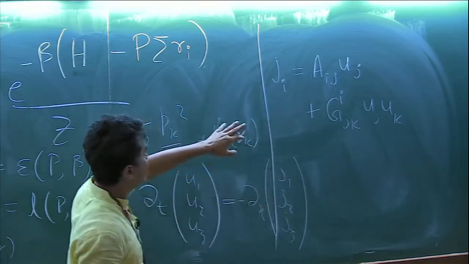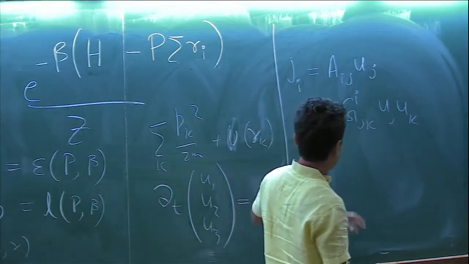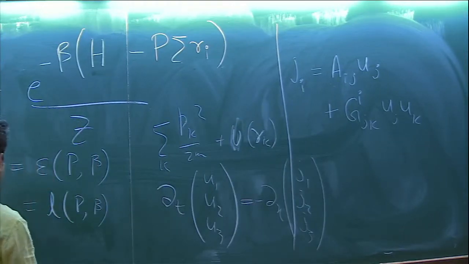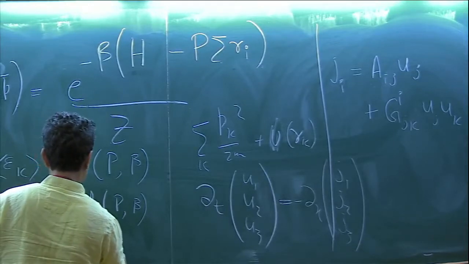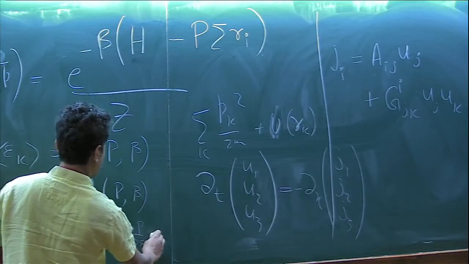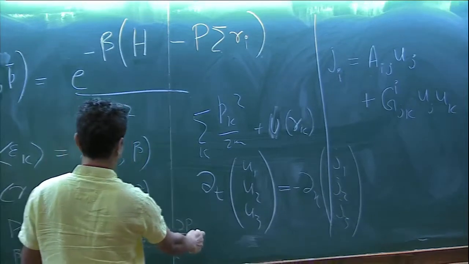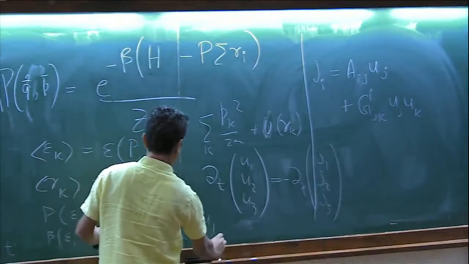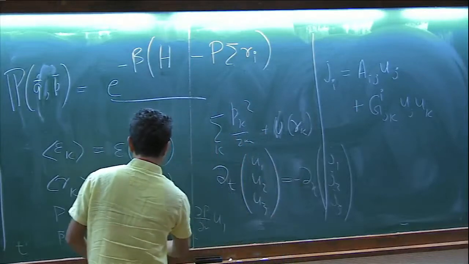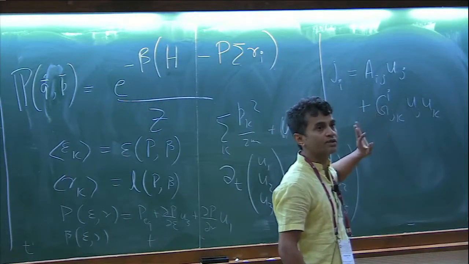Okay, so how do I find these coefficients A? Just like I said, if I look at the second current, which is pressure, I write the pressure in terms of energy and extension. When I expand, this is equal to P equilibrium plus ∂P/∂E times δE, and δE is basically u3, plus ∂P/∂R times δR, and that's u1, right? So this gives me the first order matrix A. And if I expand to second order, I get this matrix G, right? That's how I find these coefficients A and G.